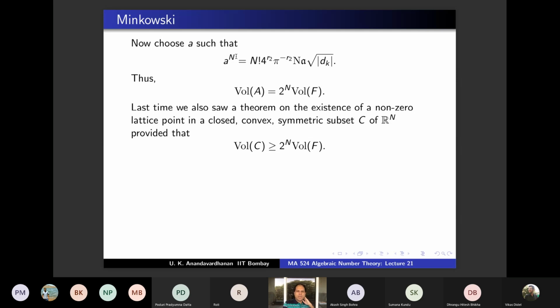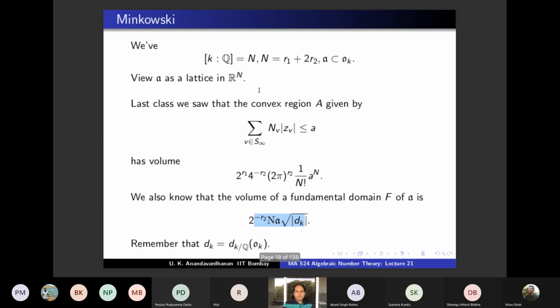You choose A big enough so that this is satisfied, and now you know that such an A has a lattice point. Our lattice is A, the ideal A. So there is an alpha which is non-zero belonging to this set capital A. But what is capital A? Capital A is the sum of NV mod ZV less than or equal to A. But what are ZVs? ZVs are the conjugates of Z.